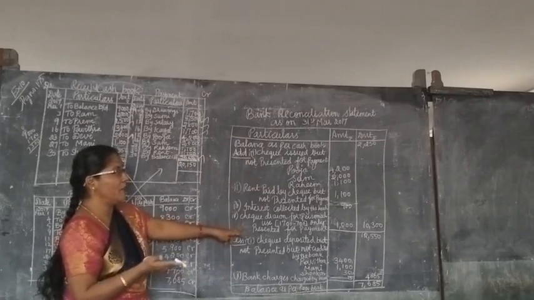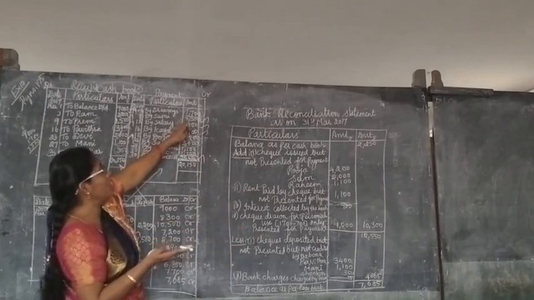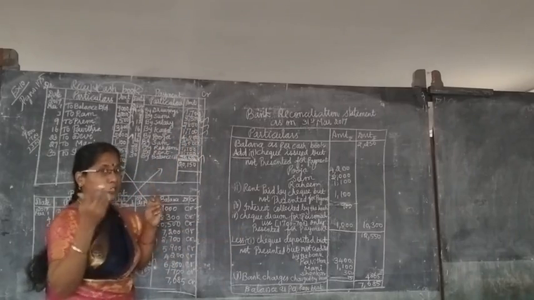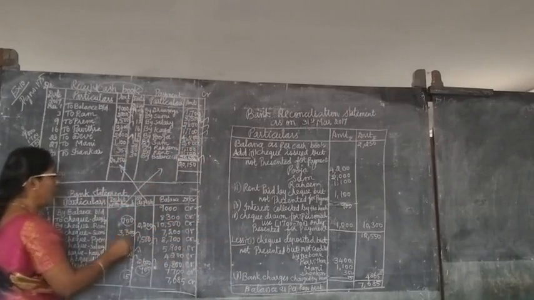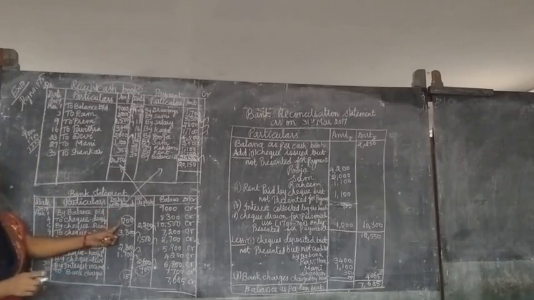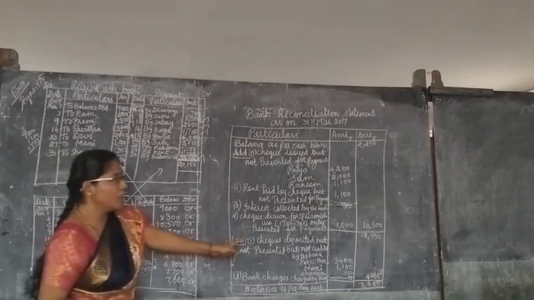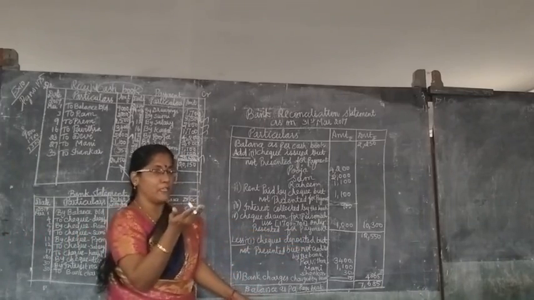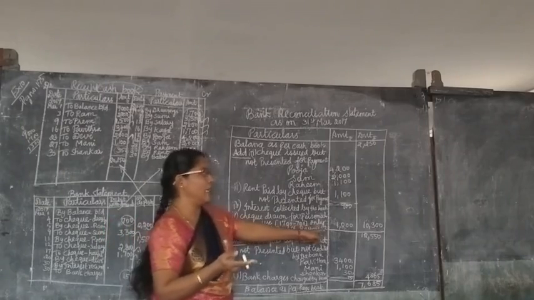Then check drawn for personal use. Drawings we have seen now. 1,700 check we have issued. But actually how much check have we presented for payment? 700 rupees around we have presented for payment. So 1,000 rupees will be increased in the bank passbook, isn't it? So I am adding that.